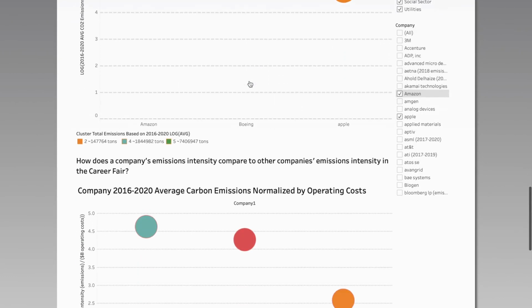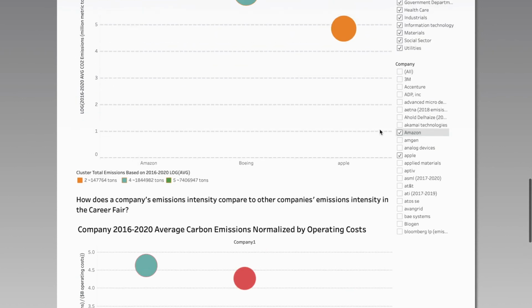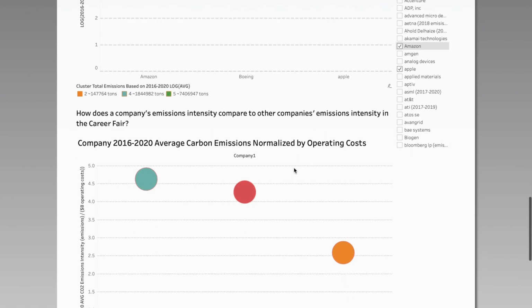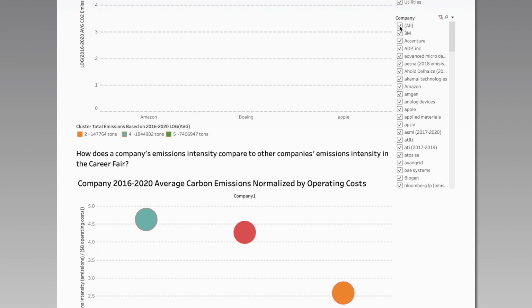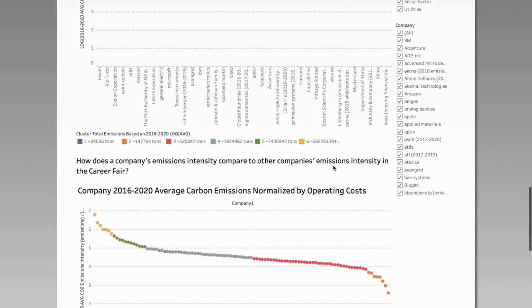And our last interactive graph is very similar to that one, but it is normalized by operating costs. So we're looking at the average carbon emissions between 2016 to 2020, normalized by the operating costs. So we're looking at carbon intensity. And this allows us to compare smaller companies to larger companies more fairly. And when looking at the previous graph, we can see maybe a company may be emitting more, but the data looks different when we factor in how much they are spending on operating costs. And this one is also controlled by this bar on the side. And we can add them all in and look at how they might differ between the two.